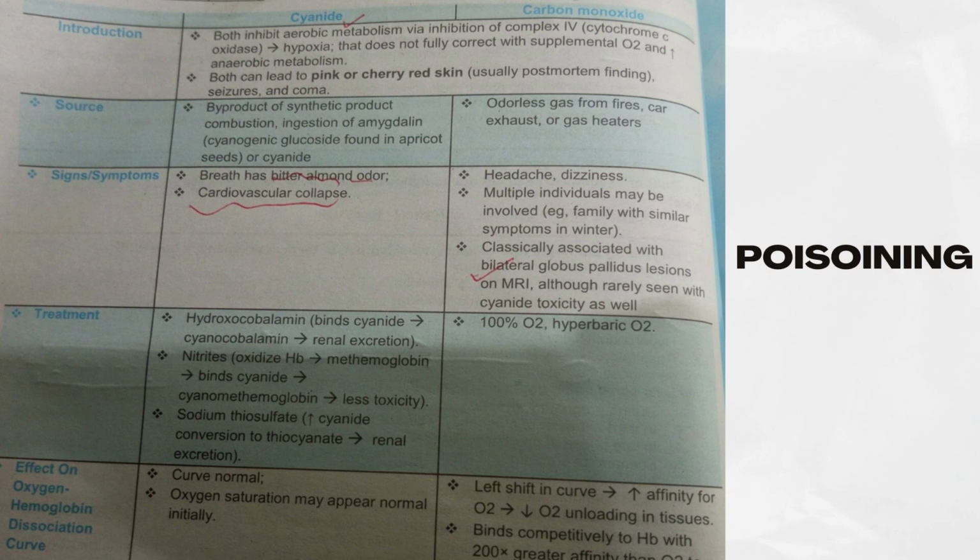The oxygen hemoglobin dissociation curve is going to be normal in cyanide poisoning, and oxygen saturation may appear normal initially, whereas in carbon monoxide poisoning there is going to be a left shift in the curve. There is increased affinity for oxygen and decreased unloading of oxygen in the tissues. It binds competitively to hemoglobin with 200 times greater affinity than oxygen to form carboxyhemoglobin, and decreases the oxygen saturation of the hemoglobin.